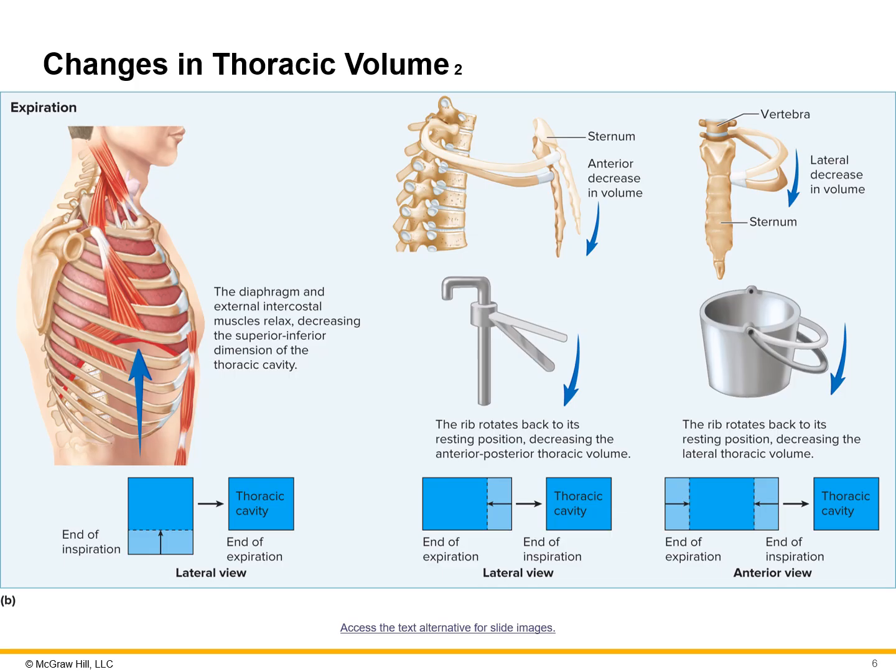So again, that diaphragm and the externals are just going to relax to decrease the space of that thoracic cavity. But then if we're forcing it out, then we're going to get the contraction of those intercostals.